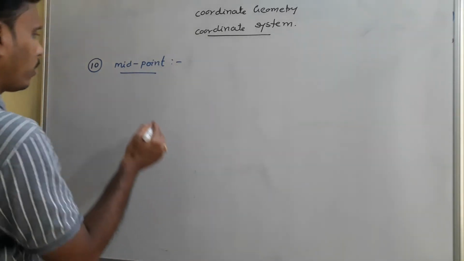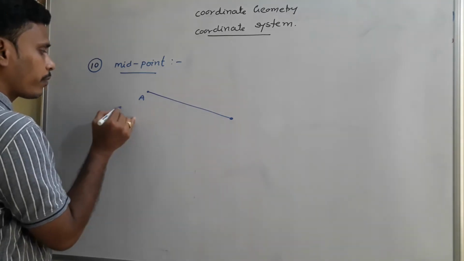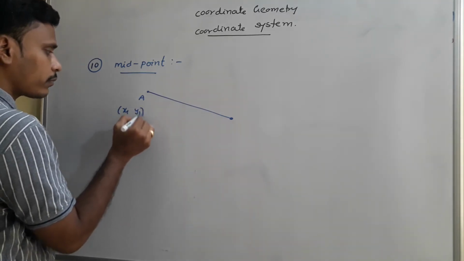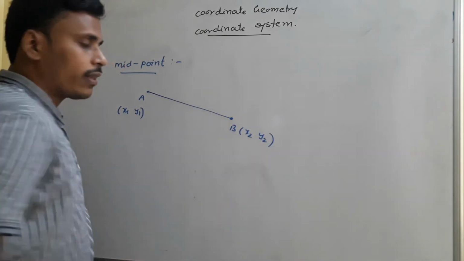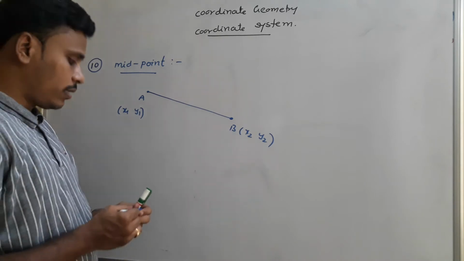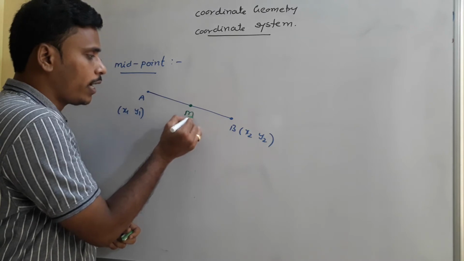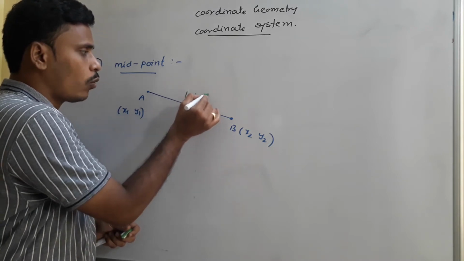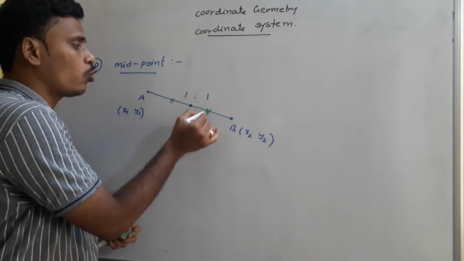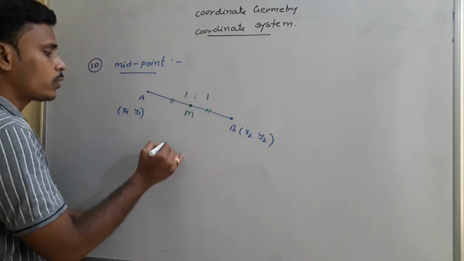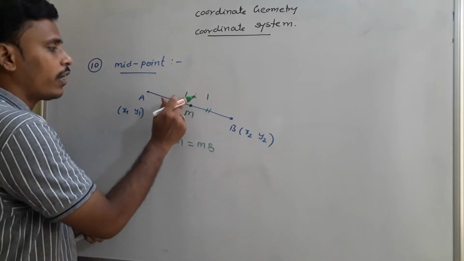Midpoint of a line segment. Suppose you have a line segment with A (x1, y1) and B (x2, y2). The midpoint of this line segment AB is simply a point on AB which divides AB in the ratio 1 is to 1. Since it is the midpoint, it divides the line segment into two equal parts. Okay, so here it is very clear that AM is equal to MB.